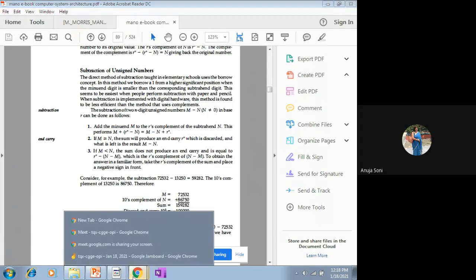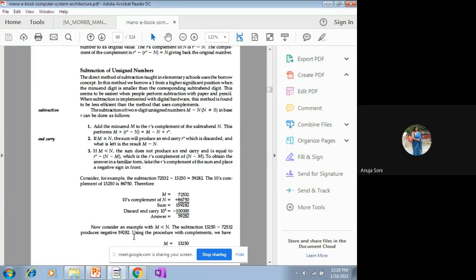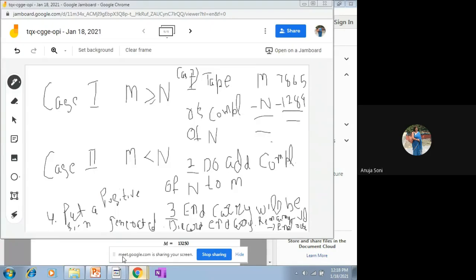But if you are talking about unsigned numbers, sometimes it is not necessary to show the sign bit, unlike in the case of signed numbers. We'll solve the numerical questions and then we'll get to know.